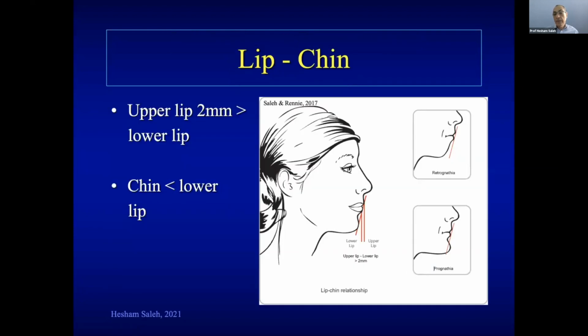Lip-chin relationship is very important. This is a very easy way of looking at it, which is that the upper lip is 2 millimeters in front of the lower lip, and if you put a line through them, it goes through the chin. So that's a very simple way of just telling the patient the chin is too small or too big, or you can use the triangle of Powell and Humphrey, but here they are. The line is not going through the chin, it's a small retrognathia. Line is going in the chin, is prognathia. So that's another way of looking at it.